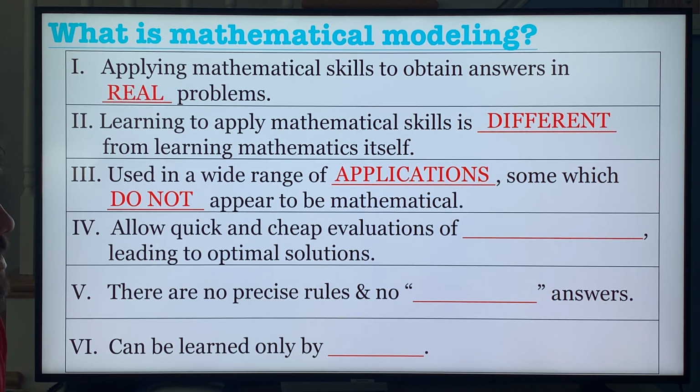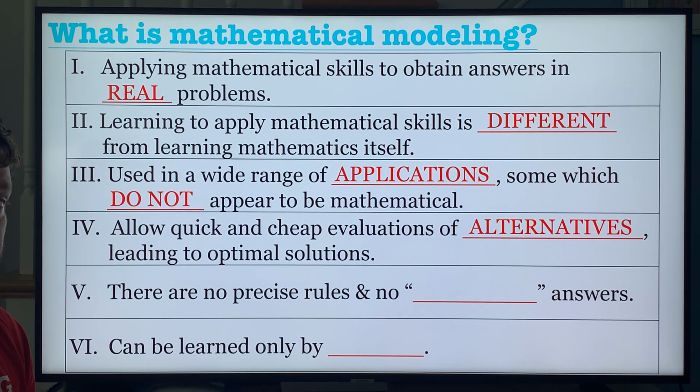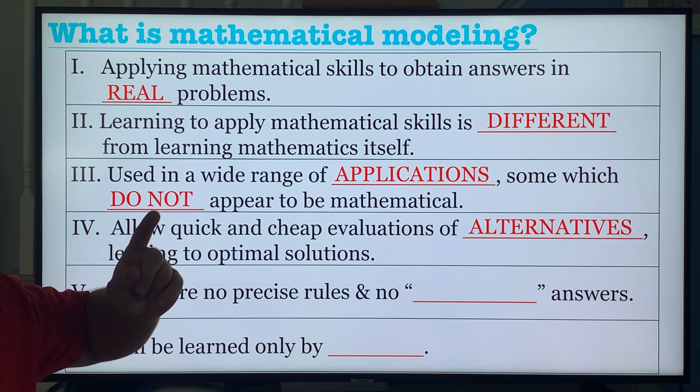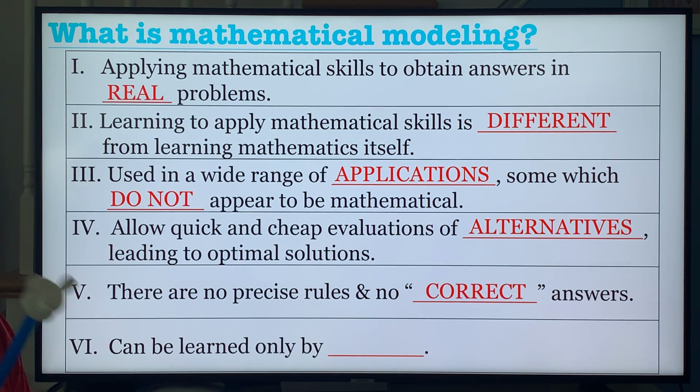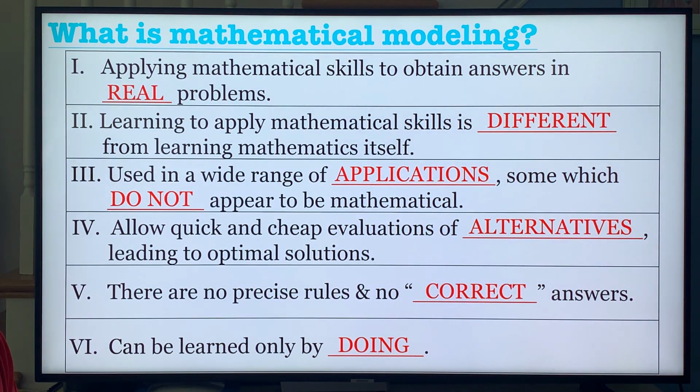Modeling also allows quick and cheap evaluations of blank, leading to optimal solutions. Quick, cheap evaluations of, did you say alternatives, or any synonym of alternatives, leading to optimal solutions. There are no precise rules and no blank answers. It begins with an R. Right or correct answers, either one. It can be learned only by doing. So there is mathematical modeling for you.